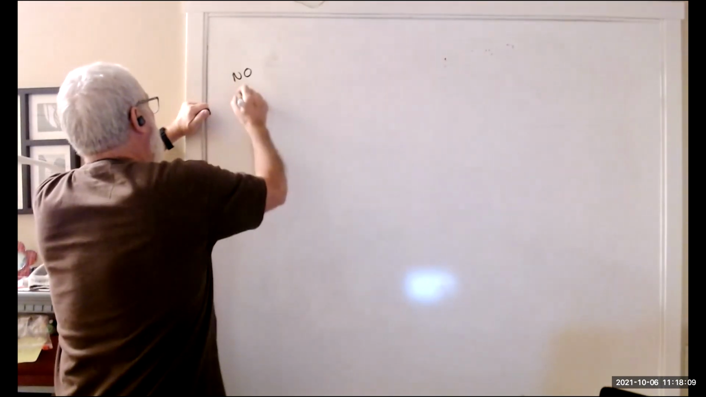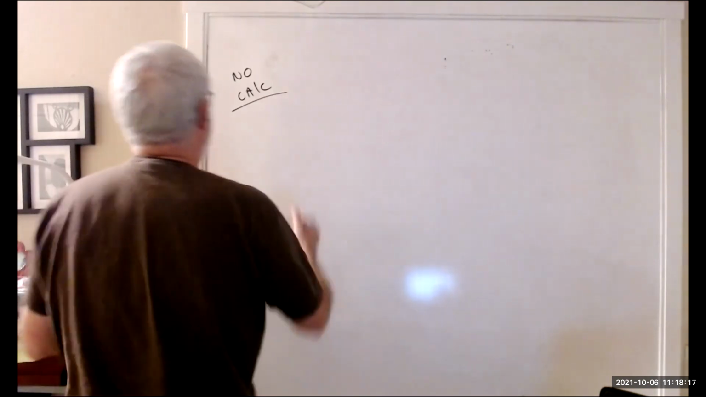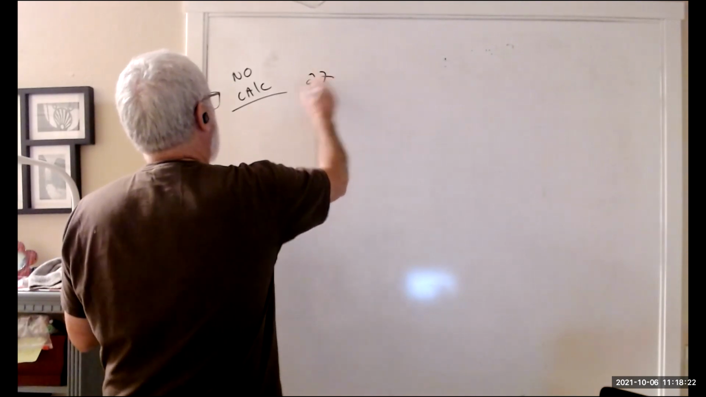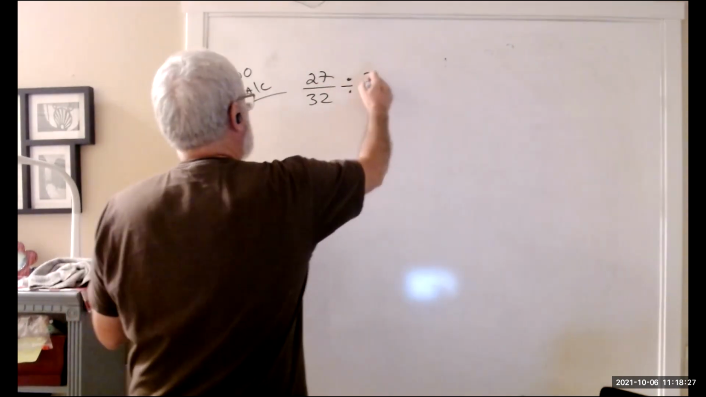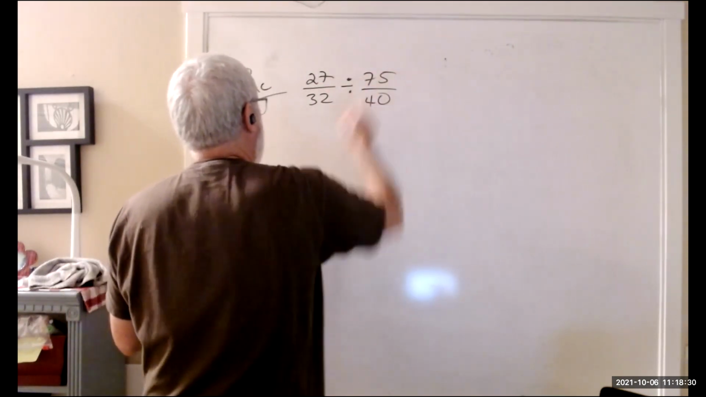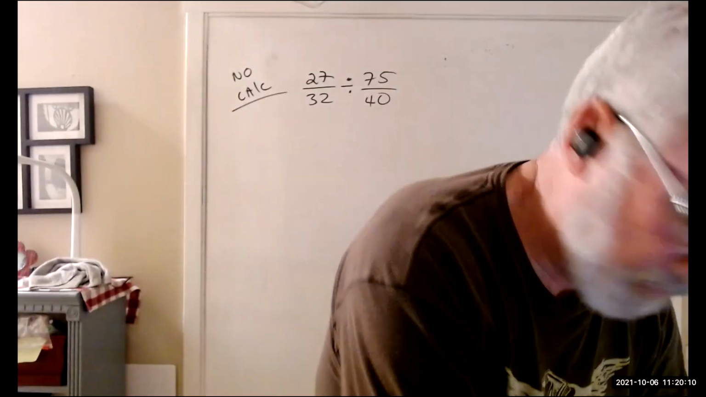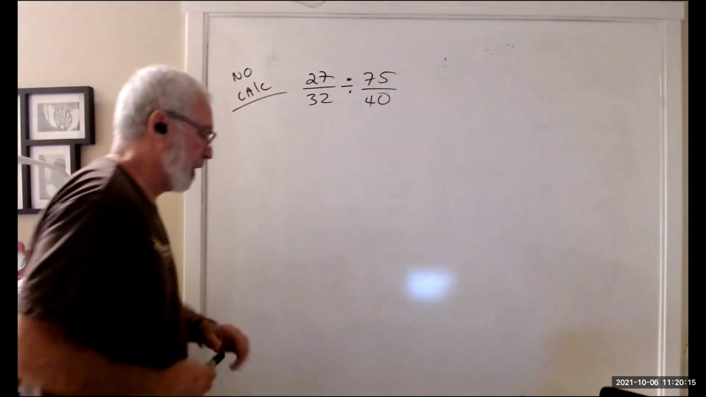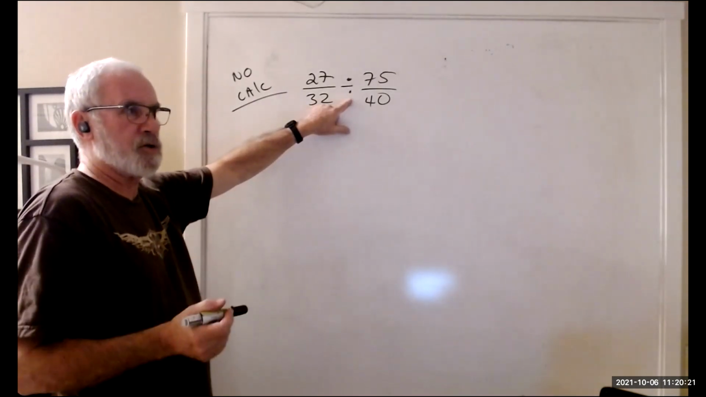With no calculator at all. Okay. I want you, no calculator, no cheating, to figure this problem out. 27 over 32 divided by 75 over 40. Okay, I'll pause. But what I want to show you is a couple things. First off, how do you divide fractions?